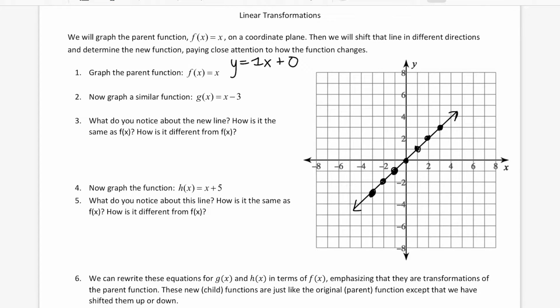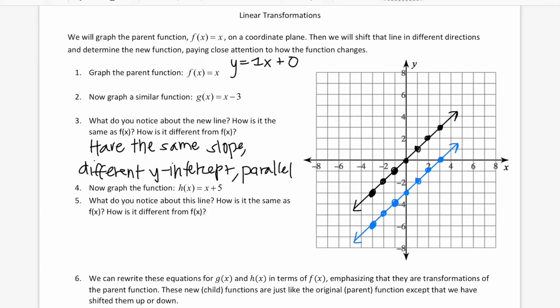Now let's graph a similar function, g of x equals x minus 3. Starting at negative 3 on our y-axis, our slope is 1, so we move up 1 and to the right 1. What do you notice about this new line, and how is it the same as f of x, and how is it different from f of x? You should notice that these lines have the same slope and different y-intercepts. Using vocabulary from the last unit, we know that these lines are parallel lines.